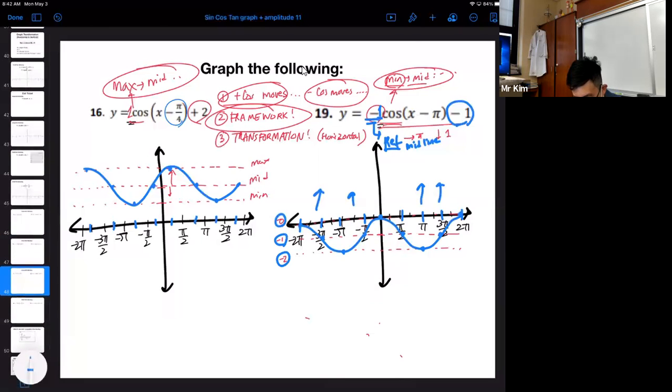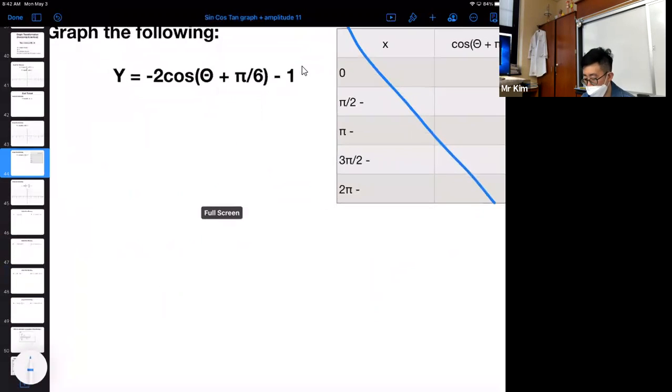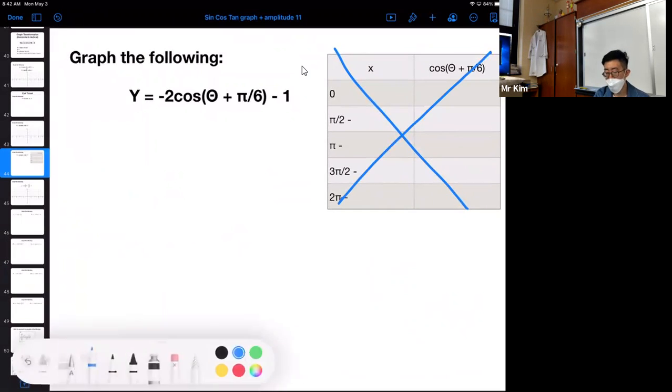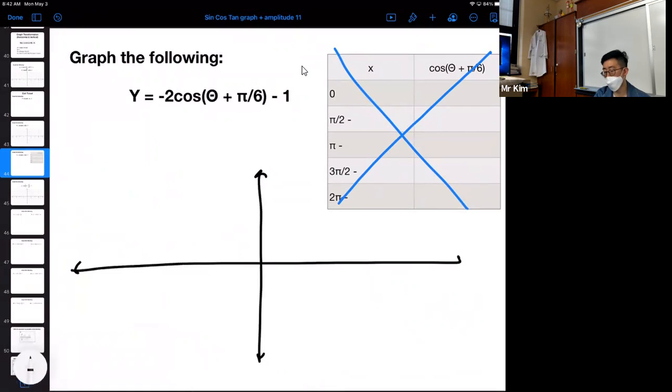All right, so the last one I'm going to show you is this. You don't have to draw the table out. I don't think that's necessary. I'm just going to draw this one big wave. I just want you to think about the graph transformations here. That's the same thing as saying x. So -2 cosine of x plus pi over 6 minus 1. You can do it that way, or rewrite it as x. They mean the same thing.